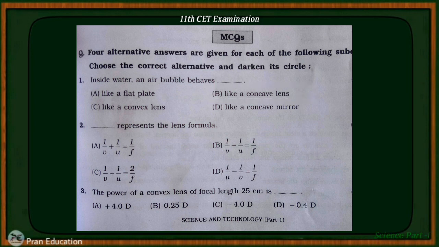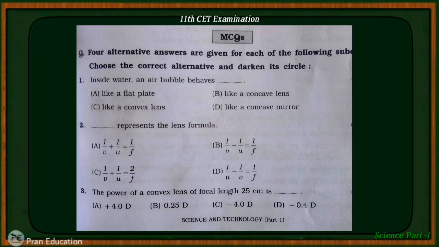Second, dash represents the lens formula. Options: A 1 upon v plus 1 upon u is equal to 1 upon f. B 1 upon v plus minus 1 upon u is equal to 1 upon f. C 1 upon v plus 1 upon u is equal to 2 upon f. D 1 upon u minus 1 upon v is equal to 1 upon f. The correct option is option B, 1 upon v minus 1 upon u is equal to 1 upon f.